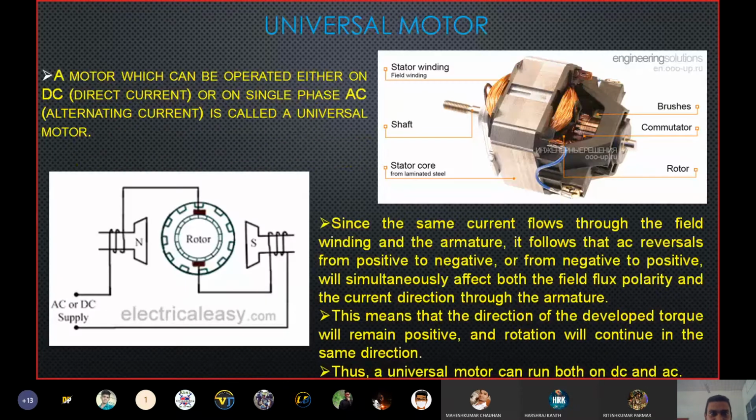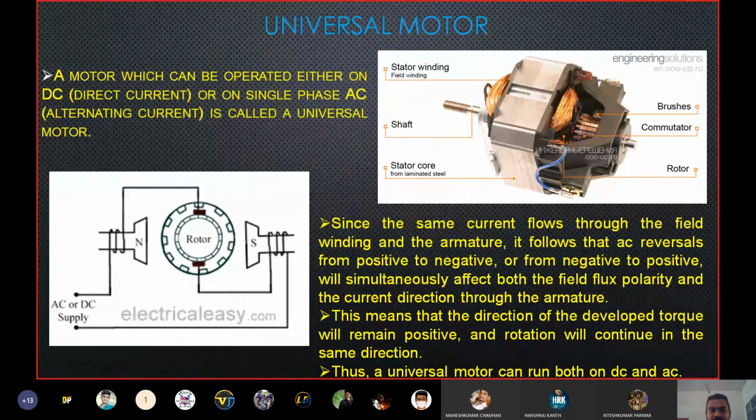Okay, so first of all, we will discuss the basic introduction about universal motor. A universal motor is a motor which can be operated either on DC or on single phase AC supply. That means this universal motor operates on both supplies, whether AC supply or DC supply is given.